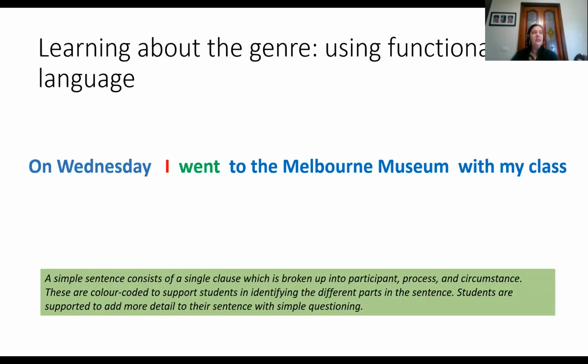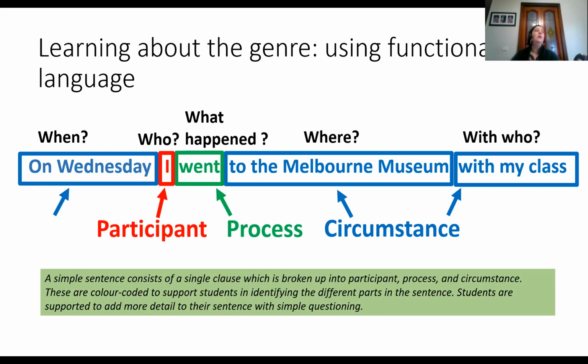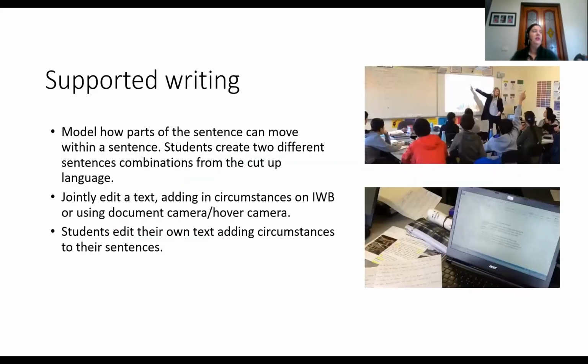And this is what I mean by using functional grammar or language. So you can see that the process is in green, and then you've got participant in red, and then circumstances in blue. And then all this happened with simple questions like what happened? I went. Who went? I went. Where did you go, when did you go to Melbourne? On Wednesday. Where? To the Melbourne Museum. With whom? With my class. So this is how we targeted the functional language with process, participants and circumstances, and then students were able to move the circumstances to the beginning of the sentence or the end of the sentence. So we taught them those rules very explicitly as we were going.